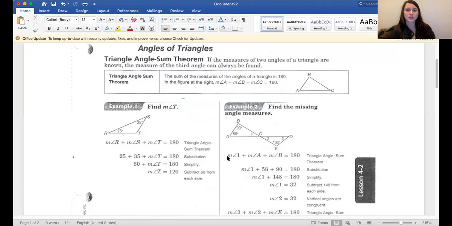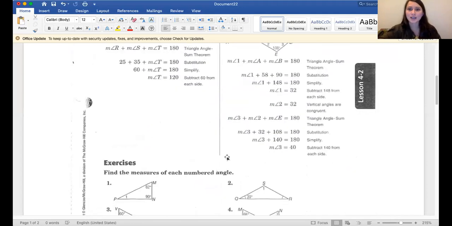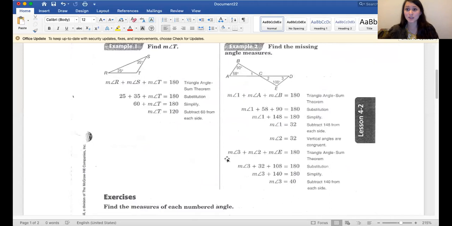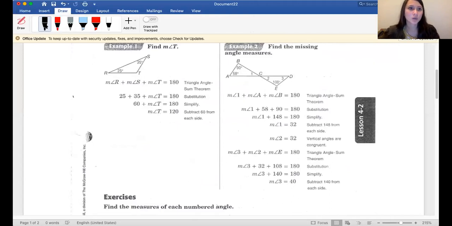So using this theorem, we can actually find an angle that's missing. In this example, we can see that two angle measurements were given to us, but we're missing angle T. We know that 25 plus 35 plus angle T has to equal 180, because angle R plus angle S plus angle T, doesn't matter their measurements, must add up to 180 degrees. Therefore, you can add them all up and work them out.